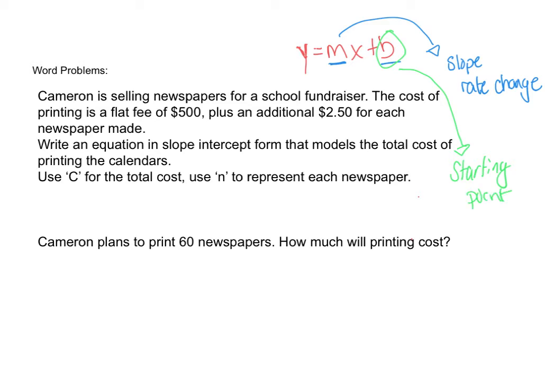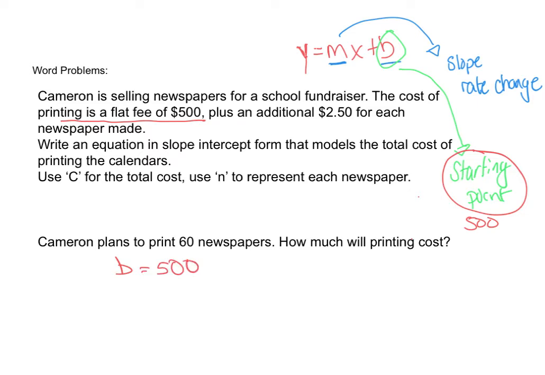So now to read our equation, Cameron is selling newspapers for a school fundraiser. The cost of a printing is a flat fee of $500. So this means that Cameron needs to pay $500. Doesn't matter if he prints 2 newspapers, 5 newspapers, he still has to pay $500. So that is my starting point, 500, which means that my b would be 500.